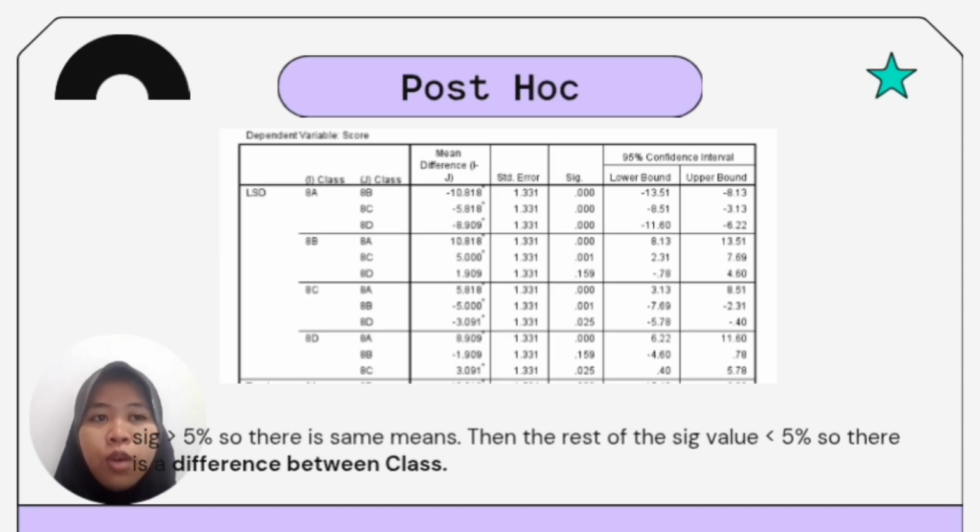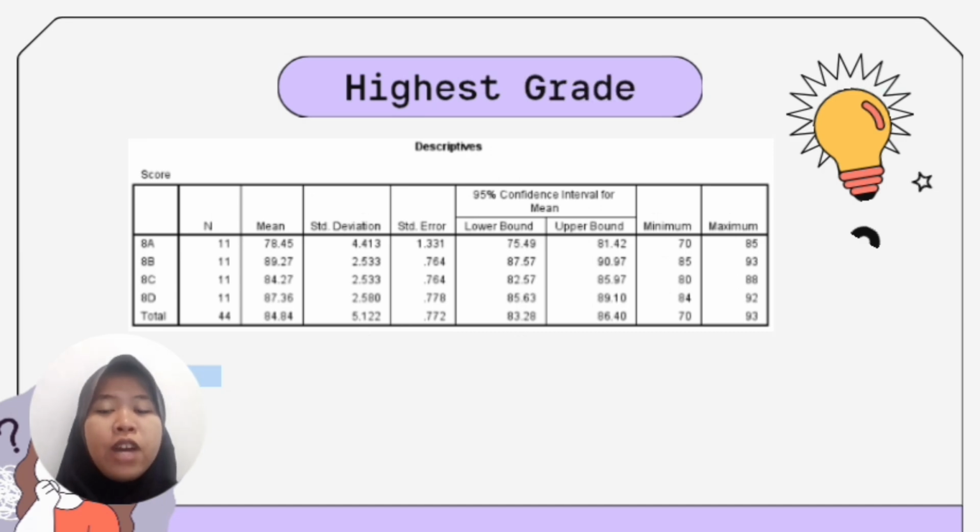To distinguish which one is the best, we look at the descriptive output. We look for the mean of each class. In the mean column, HA is 79, HP is 89, AC is 84, ST is 87. So looking at the mean values, the mean of HP is greater than the others.